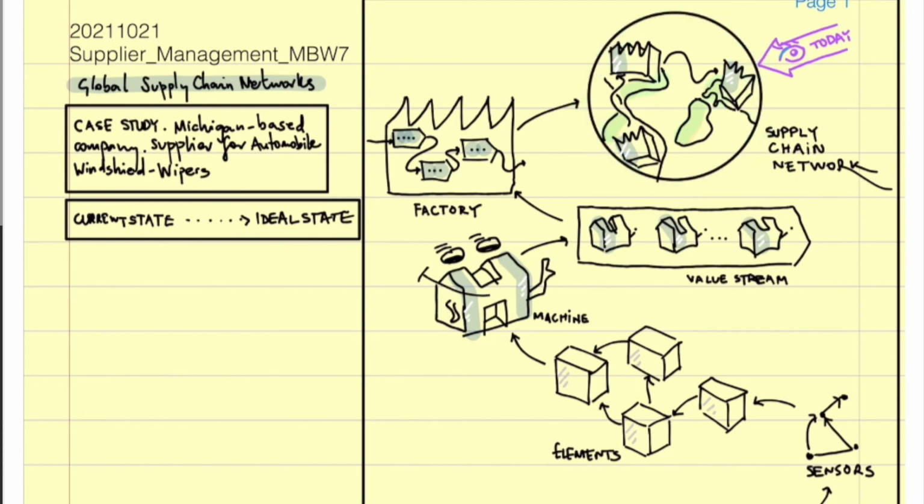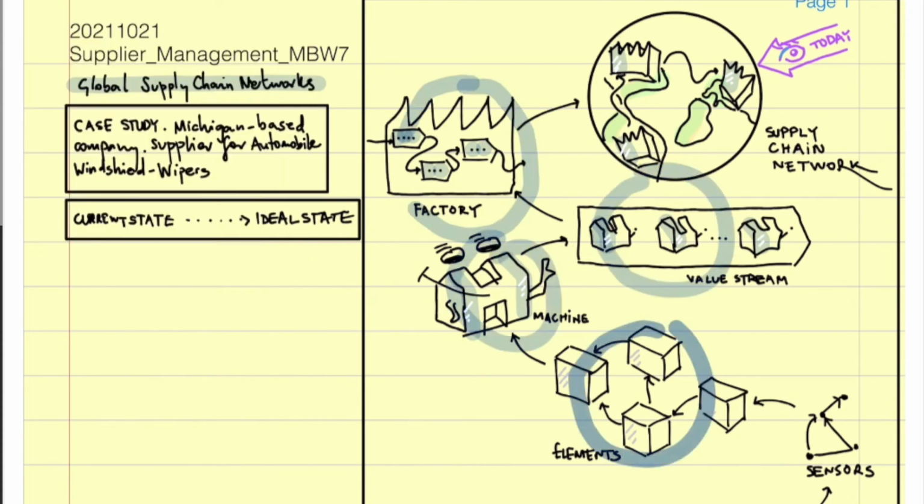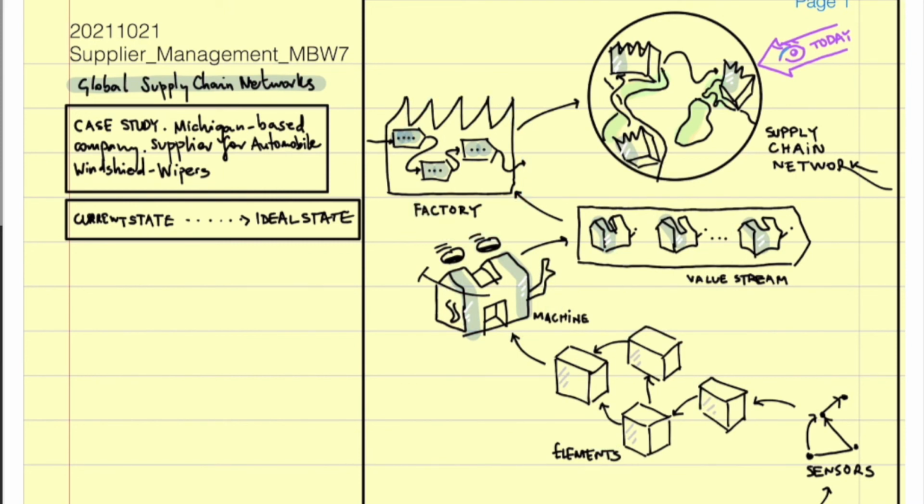But I would like to highlight that the methods that we learn here are valid for both factory, value stream, machine, elements, sensor levels, atomic level, and so on. Okay, so we look at the supply chain network example because this is a supplier manager lecture, but you can use this logic for any level of abstraction. Okay, and this is also important because later on you will deal with different levels of abstraction. I hope this is clear.